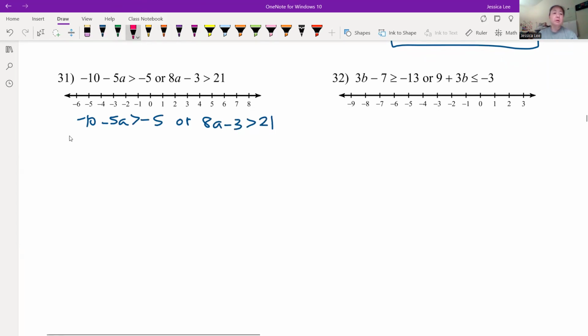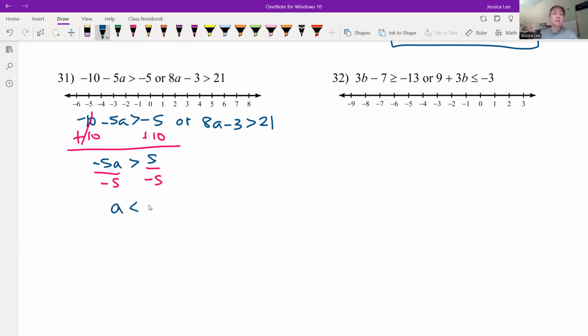All right. We're going to add 10 to both sides. -5 plus 10 is going to be +5. And then I have to divide by -5. I'm dividing my negatives all day long now. A is, again, less than -1.